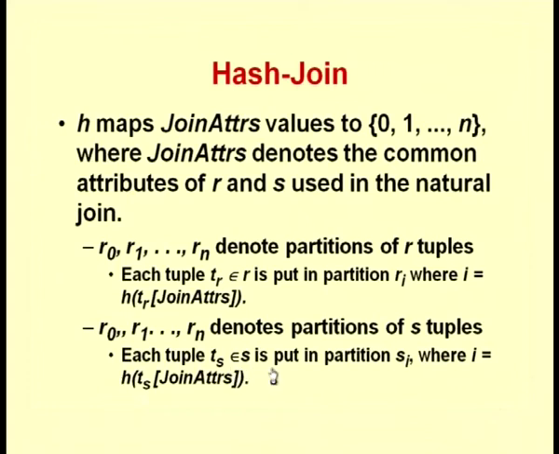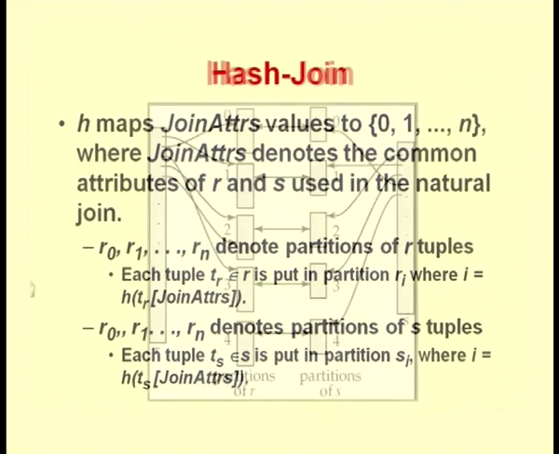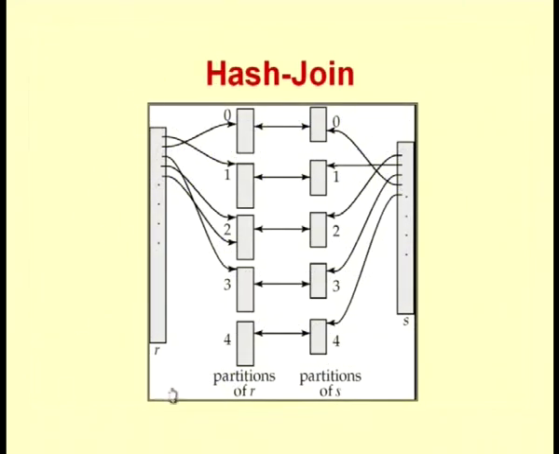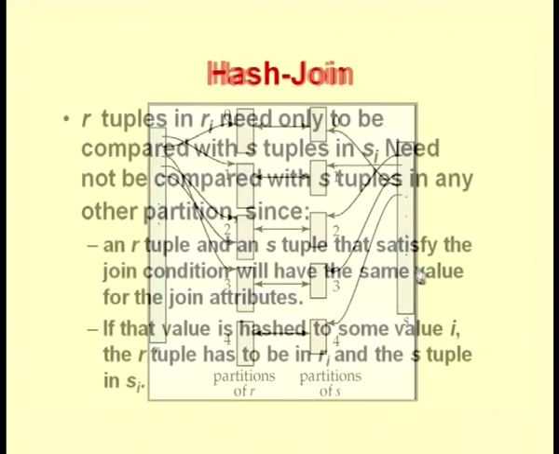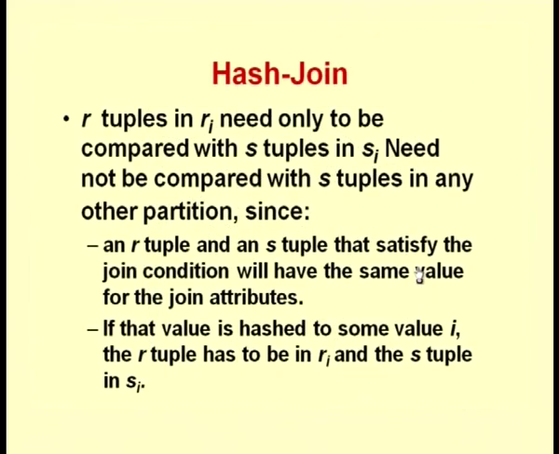Each tuple ts belonging to S is put in the partition Si, where i is equal to this value. So, basically we are putting it in two partitions. Suppose this is the data, these are the partitions of R and these are the partitions of S. R tuples in Ri need only be compared with the S tuples in Si, and need not be compared with S tuples in any other partition.